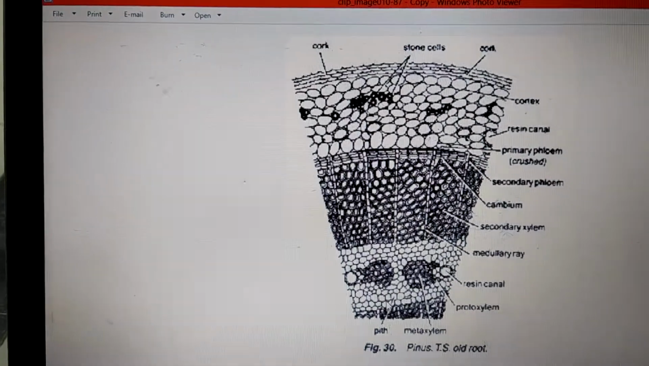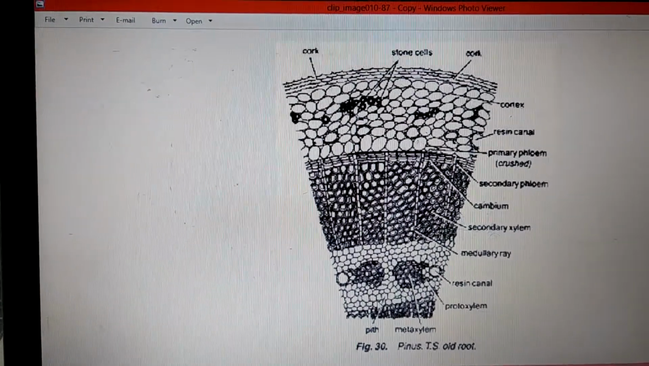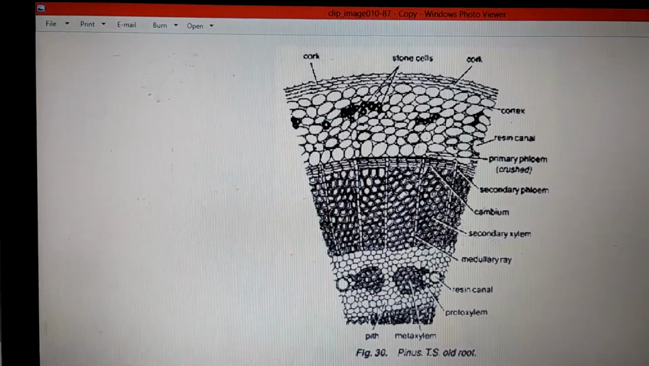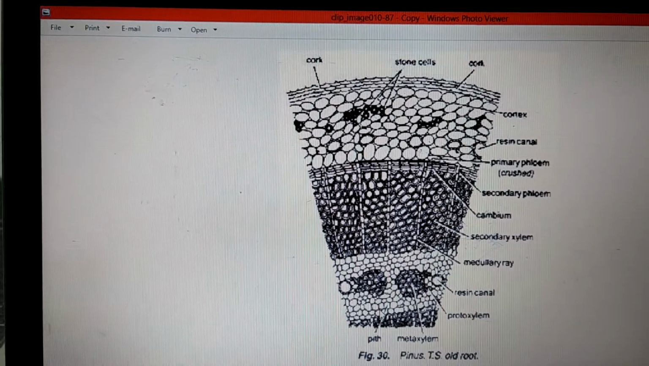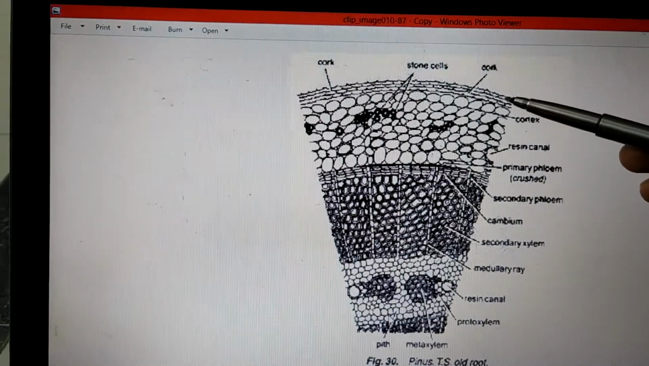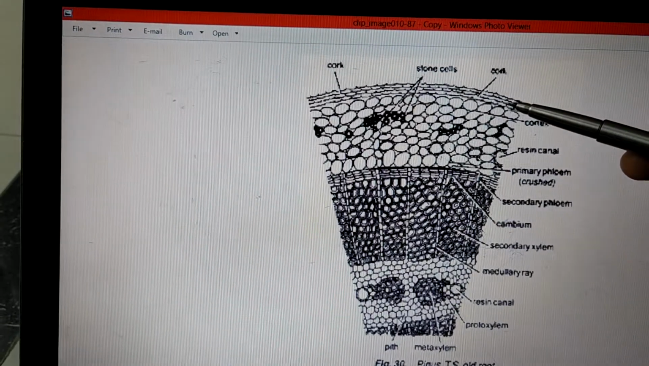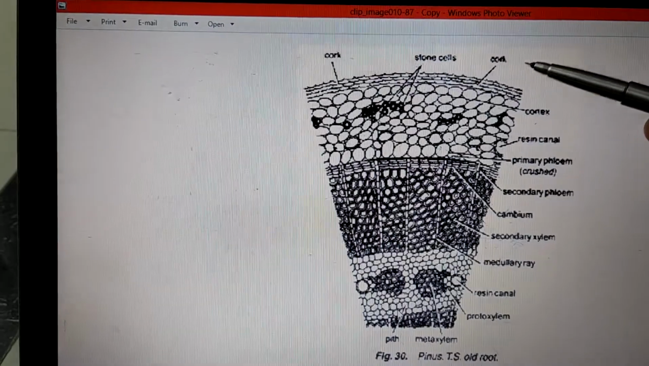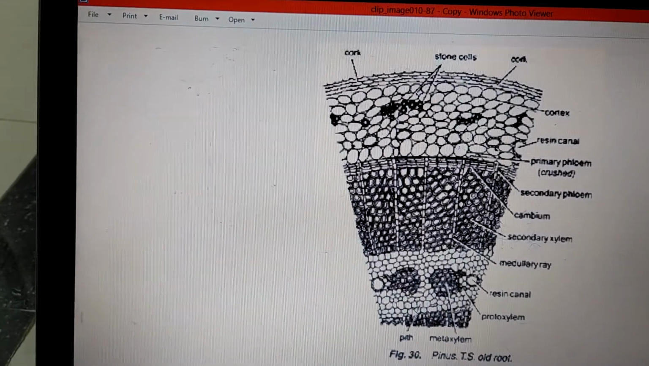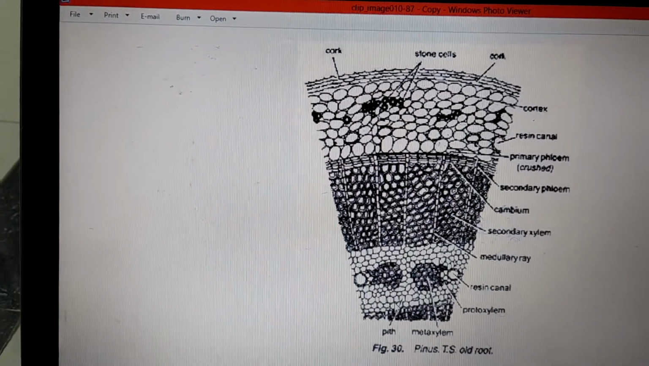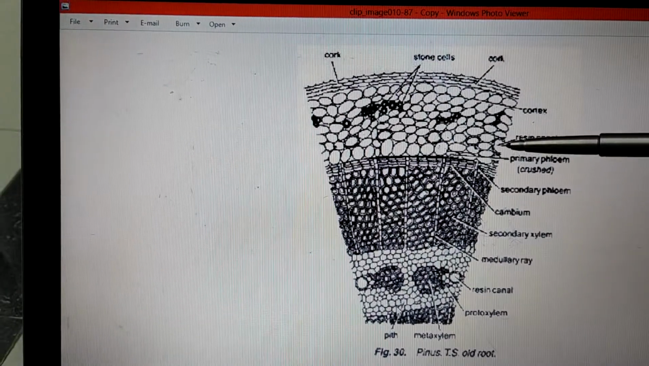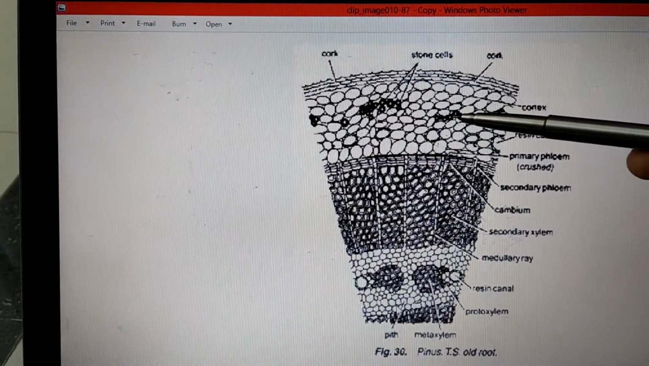These are formed by the meristematic activity of cork cambium. You are going to have a clear idea when you watch the secondary growth video. So on the outer side are present a few layers of cork, formed by the meristematic activity of the cork cambium. Cork cambium is going to produce a secondary cortex on the inner side. Now many resin canals and stone cells are present in this secondary cortex. We can make out many resin canals here.